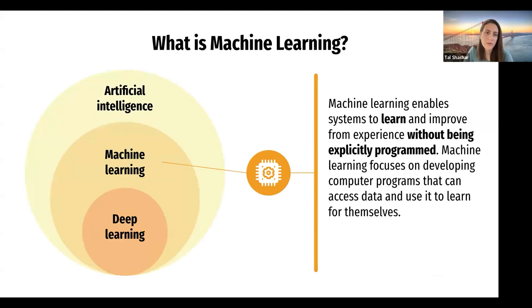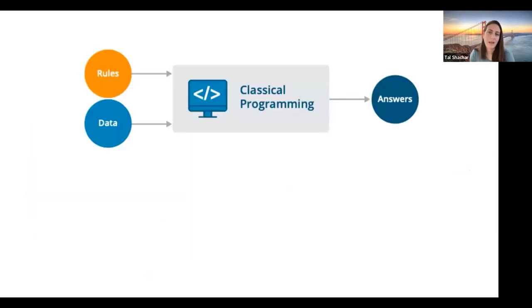So, what is machine learning? As you can see on the left, machine learning is a subdomain of artificial intelligence. Machine learning enables systems to learn and improve from experience without being explicitly told to. So what is the difference between machine learning and artificial intelligence? Or what are the type of applications that are artificial intelligence but not machine learning? So basically, artificial intelligence is any technique which enables computers to mimic human behavior.